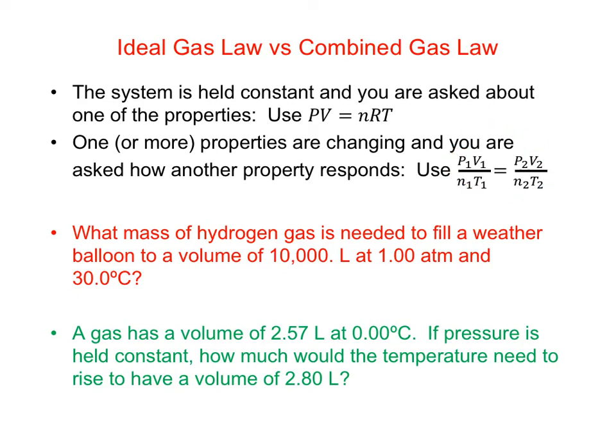Right? So my next video has these two specific examples, but let's see which one we would use for the red and the green example. For each one, would we use PV equals nRT, or would we use the combined gas law?